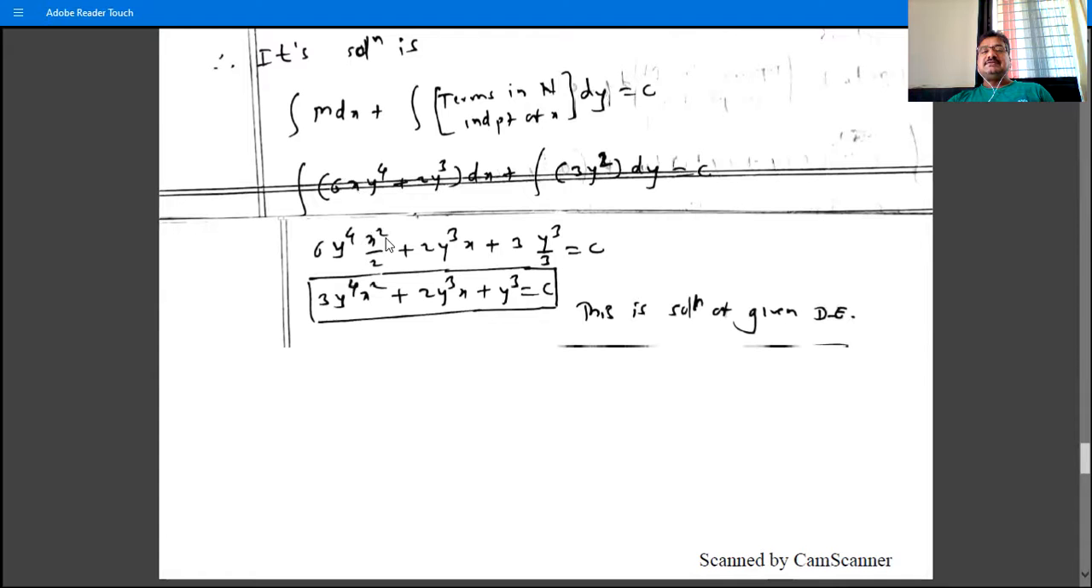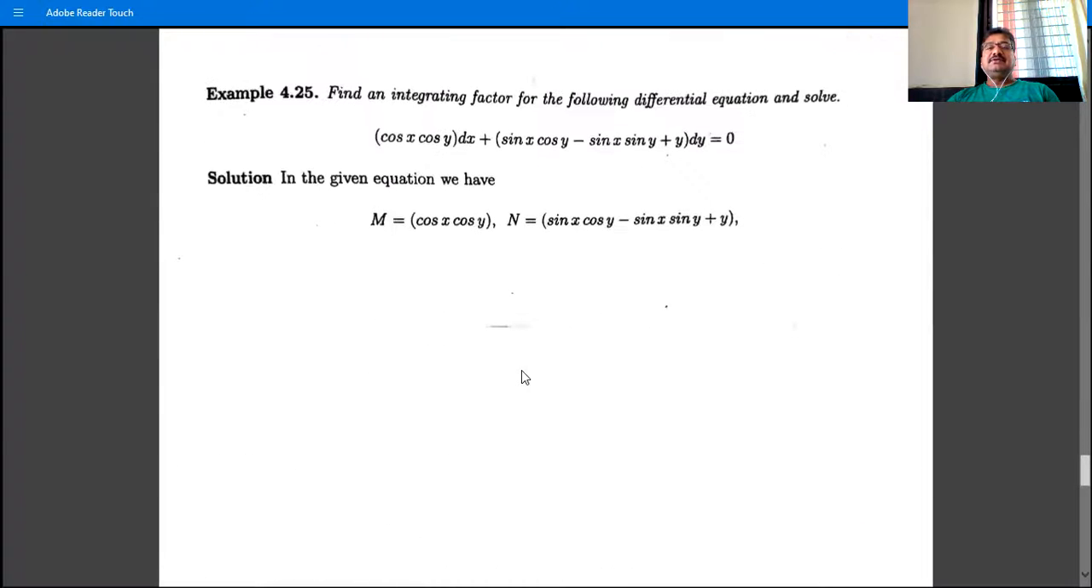Integration of x is x square by 2. 2y cube is constant, and integration of a constant is constant into variable. So 2y cube is constant because integration is with respect to x. So the integration of 2y cube is 2y cube into x, plus 3 times the integration of y square, which is y cube by 3, is equal to constant. So after simplification, we have this as the general solution of the given differential equation.